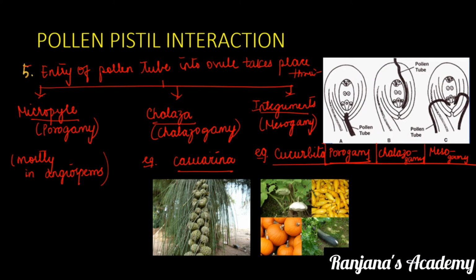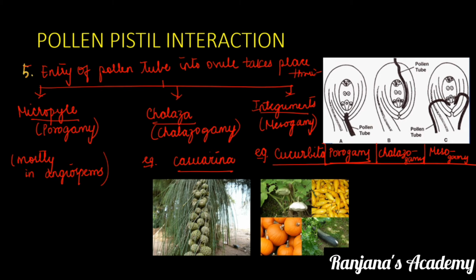Okay, now let us see the entry of the pollen tube. So it has come till the ovary. Now it has to enter the ovule, that is your embryo sac. Only then can it fertilize with your female gamete to form your desired zygote. Now how is it going to enter into the ovule? That is, how is it going to enter into the ovary first?